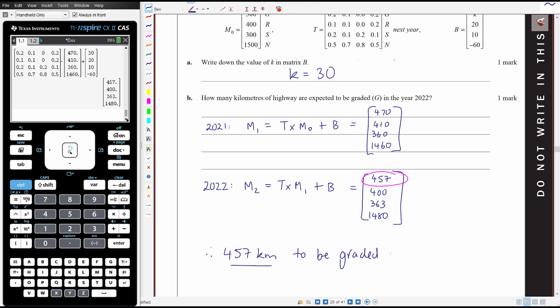It's really important that if you're being asked for a specific value, that you actually extract that value out of the matrix and answer the question. If you're asked for how many kilometres are expected to do one particular thing, don't give a matrix as your answer. You need to actually articulate which number from that matrix is relevant.